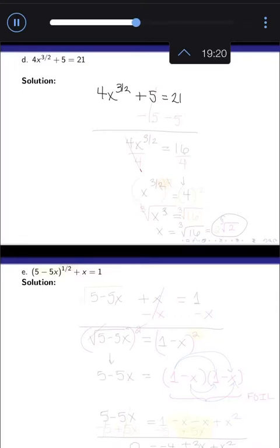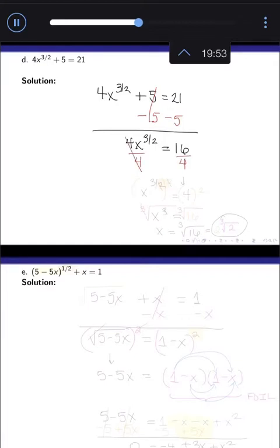First of all, we need to get the x term by itself. We'll start by getting rid of that plus 5 by subtracting 5 from both sides. What this will give us is it'll leave us with that 4x to the 3 halves equals, now the 21 minus 5 on the right hand side becomes a 16. I still need to get the x term by itself by dividing both sides by a 4.